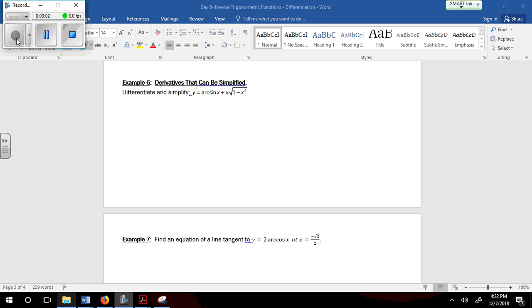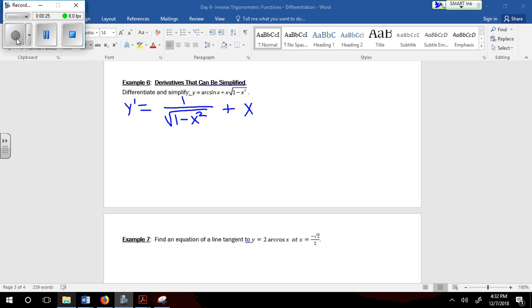All right, so example 6, we're finding the derivative. So the derivative will equal, we're going to find an arc sine. Nothing special about this one, so we just use the formula 1 over the square root of 1 minus x squared, plus, then we have to find the derivative of x times the square root of 1 minus x squared. So we're going to have to use the product rule.